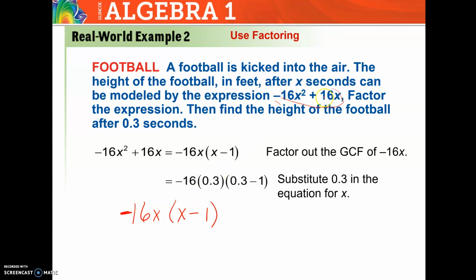So I took this negative in that. If I take a negative out of there, it gives me a negative. So when I want to find the height of the football after 0.3 seconds, then you're going to plug in 0.3 for x here, and then you can solve it. And this is going to be a lot easier to solve when you finish it out.